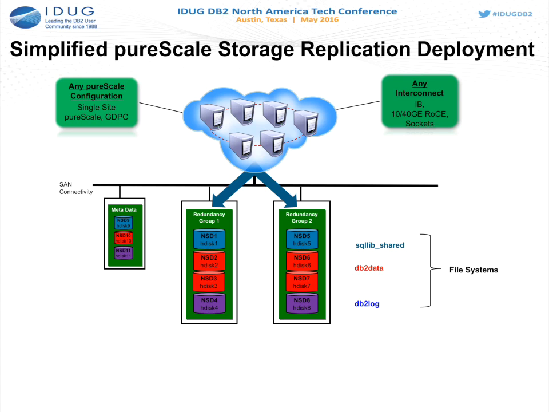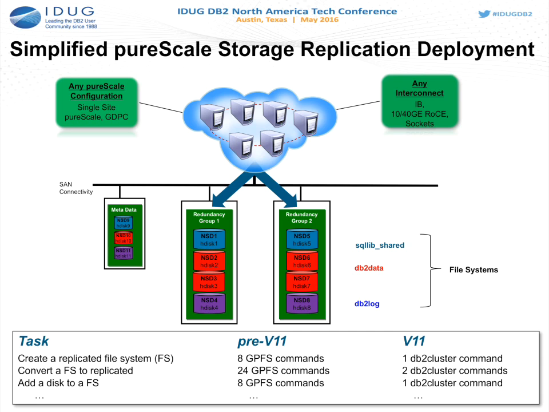If you wanted to create a replicated file system, you used to take 8 low-level storage commands through the GPFS file system, if you know what that is. Now it takes one command. If you wanted to convert an existing file system from non-replicated to replicated, 24 commands in the past, 2 commands in this release. So much simpler to get up and running.